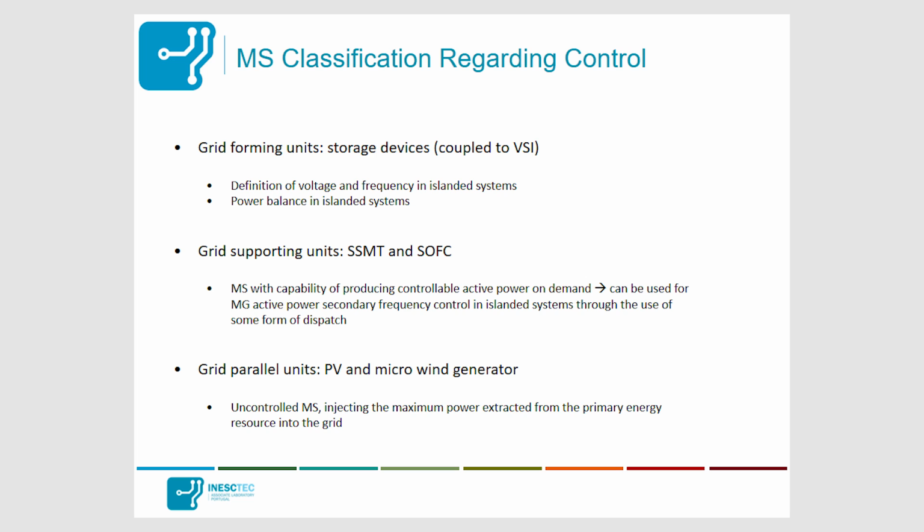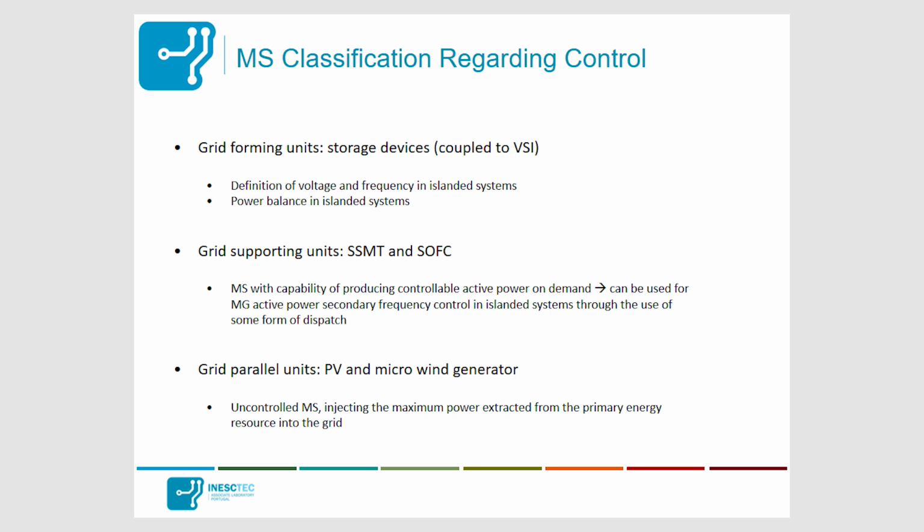We can then classify the microsources in different types regarding control. So we can have the grid forming units that, as I said, are the so-called VSIs, related with the connection of storage devices to the grid. And they will keep voltage and they will keep frequency, in fact, so they will be really responsible for the balance, the power balance in the grid.